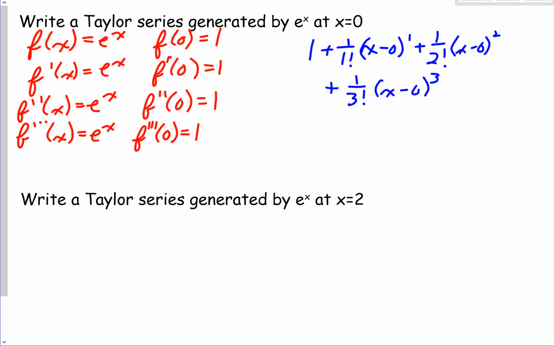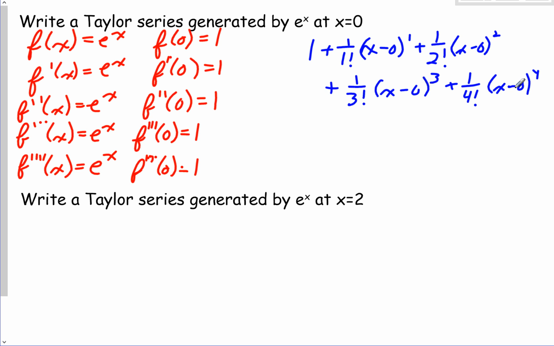And if I do a fourth derivative just to be sure, because I think I see a pattern here, that's again e to the x, and when I plug 0 into that, I still get 1. So I'm going to have plus 1 over 4 factorial times x minus 0 to the fourth.